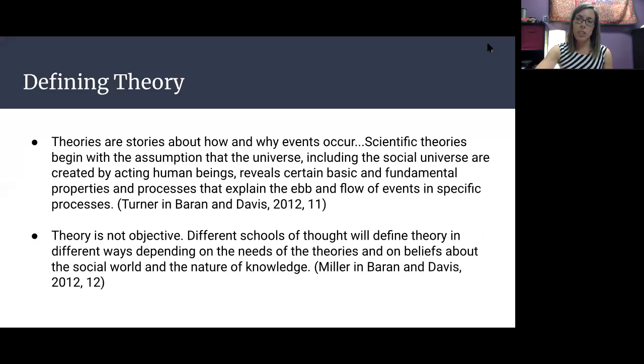Okay, a little bit about just defining theory, because I don't think these texts really discuss it. This is from a previous textbook: theories are stories about how and why events occur. So we begin with an assumption about the universe, including the social universe, and we look at how that's created by acting human beings and what it reveals, certain basic and fundamental properties and processes that explain the ebb and flow of events in specific processes. So theory is like, I have a hunch, I'm theorizing that this is why X is happening, and I'm going to observe and see if I can collect data that supports that.